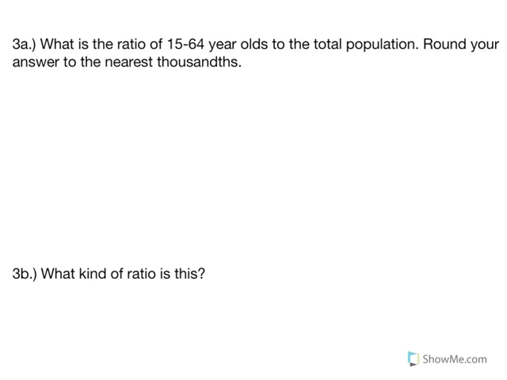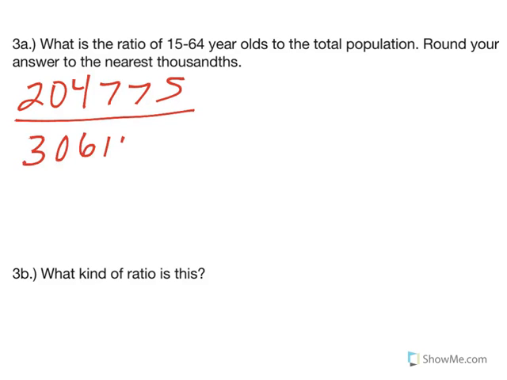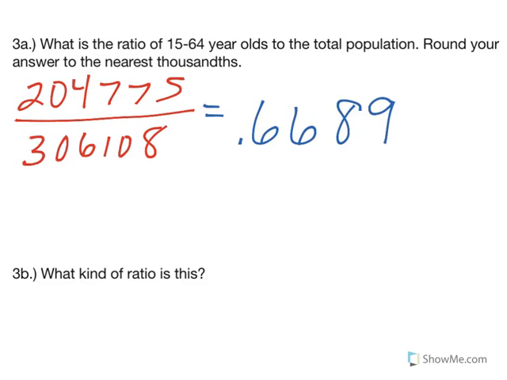All right, let's move to our next age group, 15 to 64-year-olds. Ratio of this group to the total. So we have 204,775 working class, 15 to 64, to our total of 306,108. And again, we're going to change it to a decimal, so that decimal is 0.6689 when you divide. And we round to the nearest thousandths, third place. If I look one past, that 9 rounds up, so I am left with 0.669.